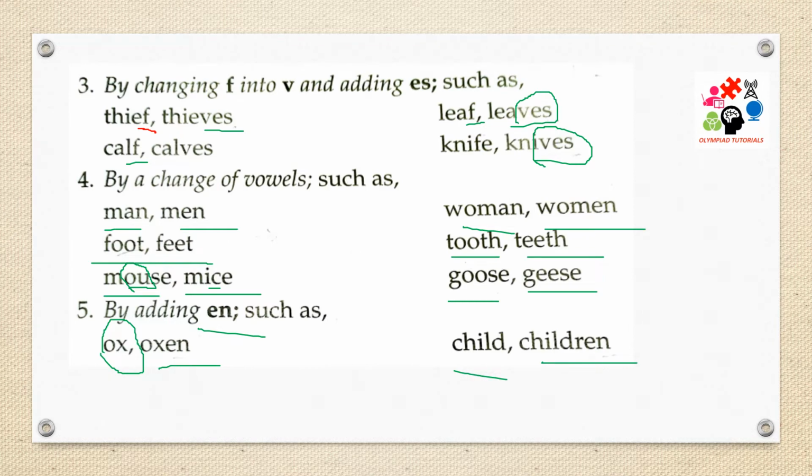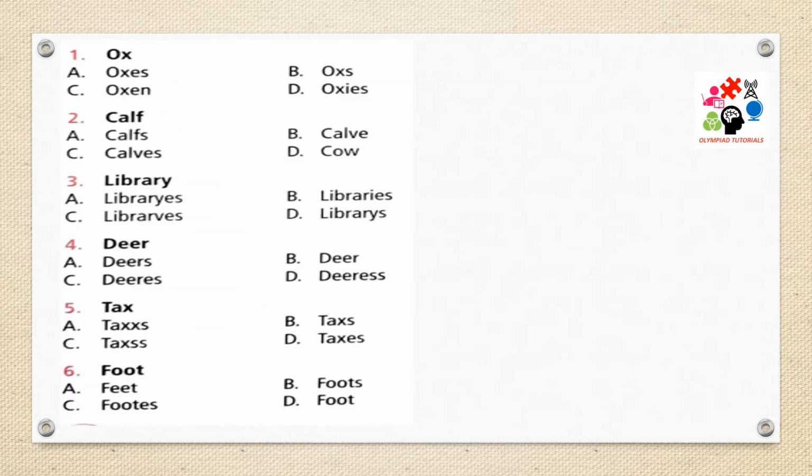So now let's begin with a few examples. Example number 1, ox. As we saw, you can get the plural of ox just by adding en. So your option number C will be correct. C, oxen. Ox becomes oxen. Calf becomes calves. The f is being replaced by ves. Library will become libraries. Y at the ending, so y is being replaced by ies. So library becomes libraries.